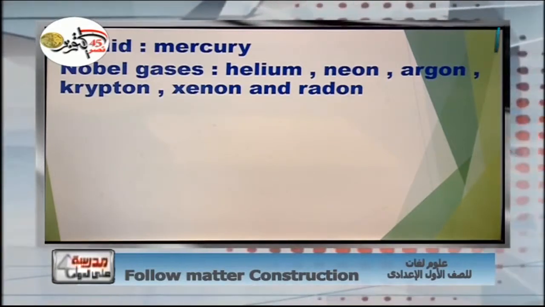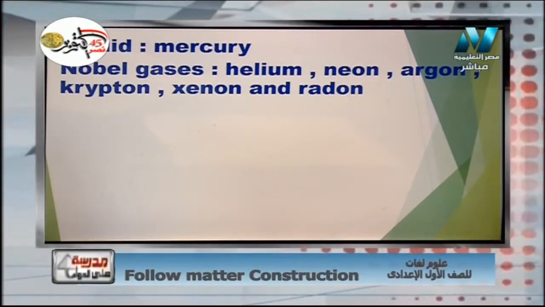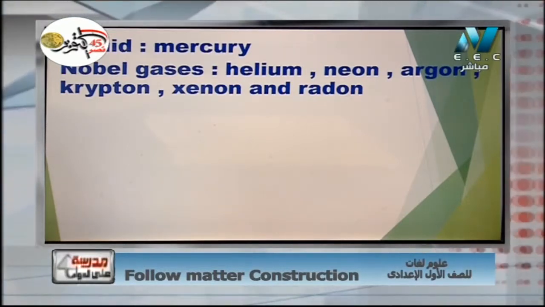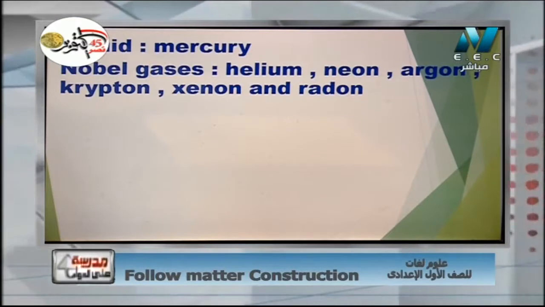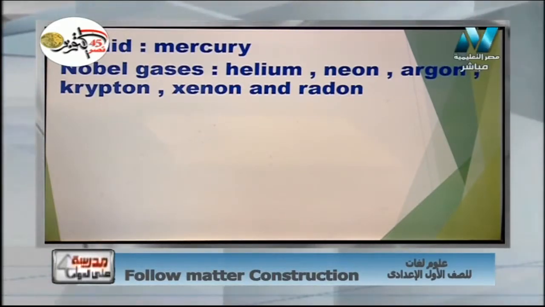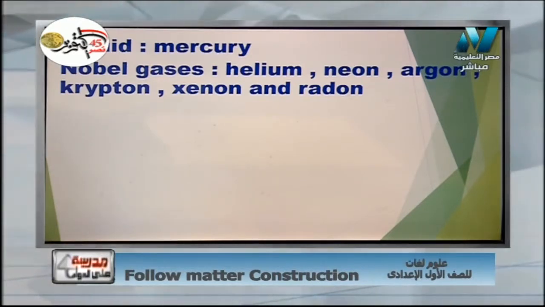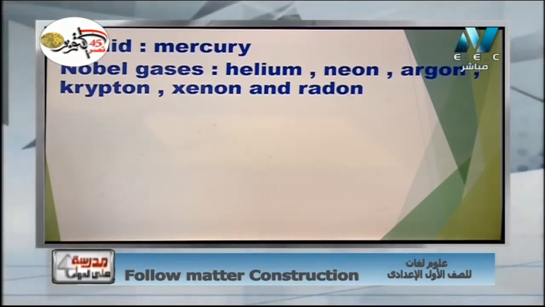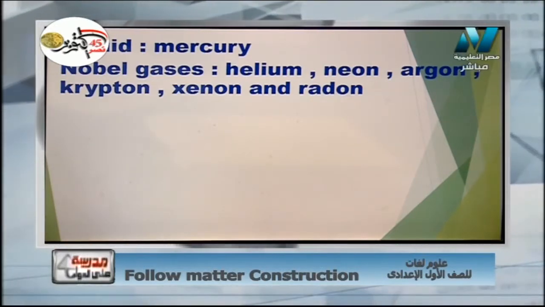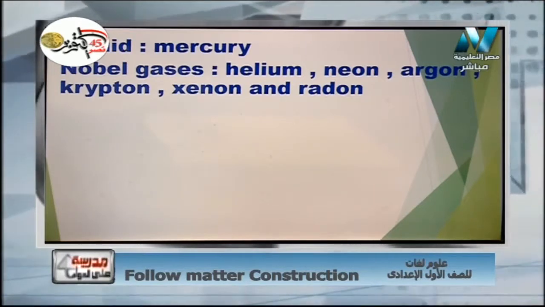We have the liquid monoatomic molecule of element, mercury, and we have noble gases. We have 6 types of noble gases in the whole world: helium, neon, argon, krypton, xenon, and radon. Again, the molecule of a noble gas consists of just one atom. Noble gases such as helium, neon, argon, krypton, xenon, and radon.